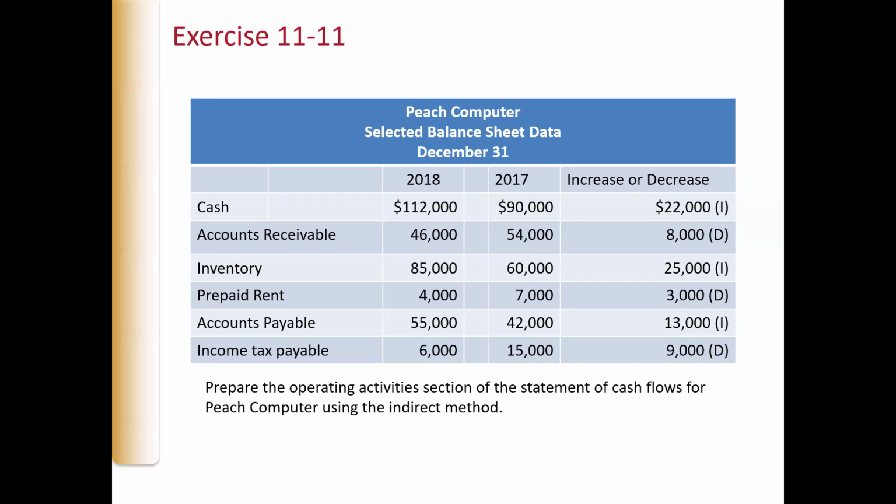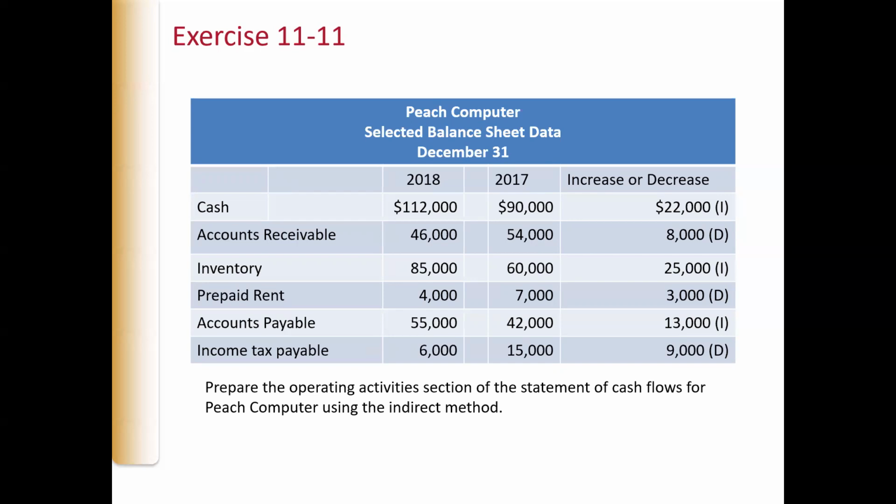The inventory increased by 25,000. We know, again, with a current asset, you do the opposite. So when it increases, we're going to subtract it. Prepaid rent decreased, therefore we're going to add it.